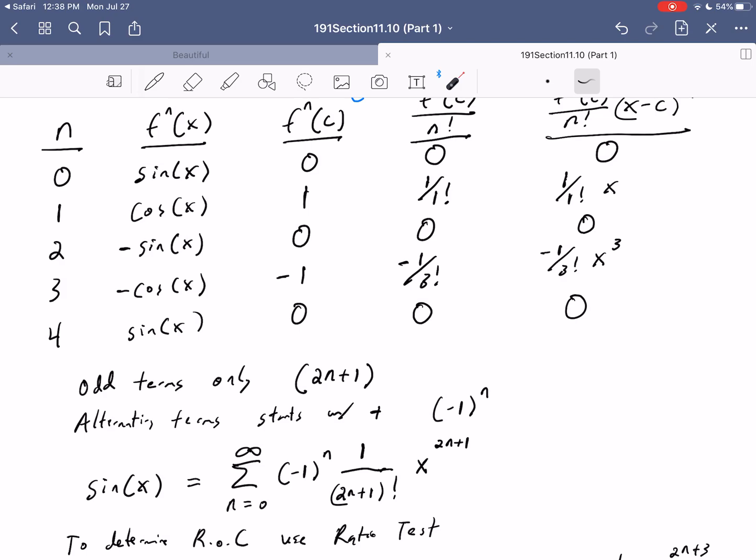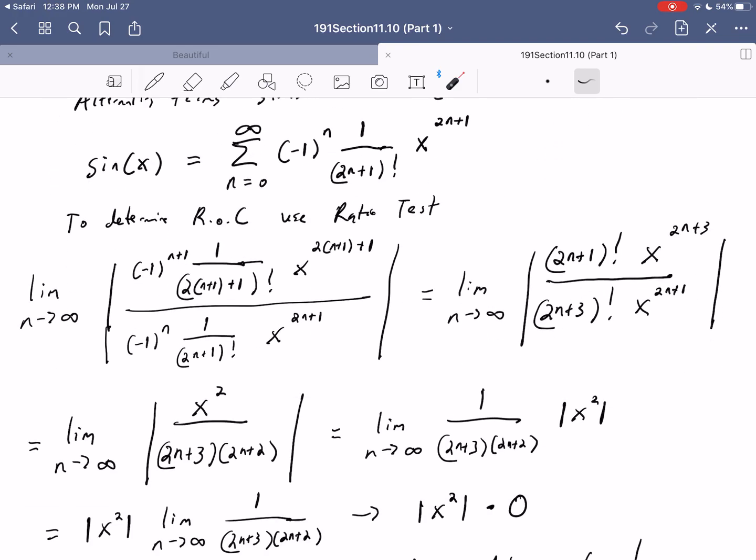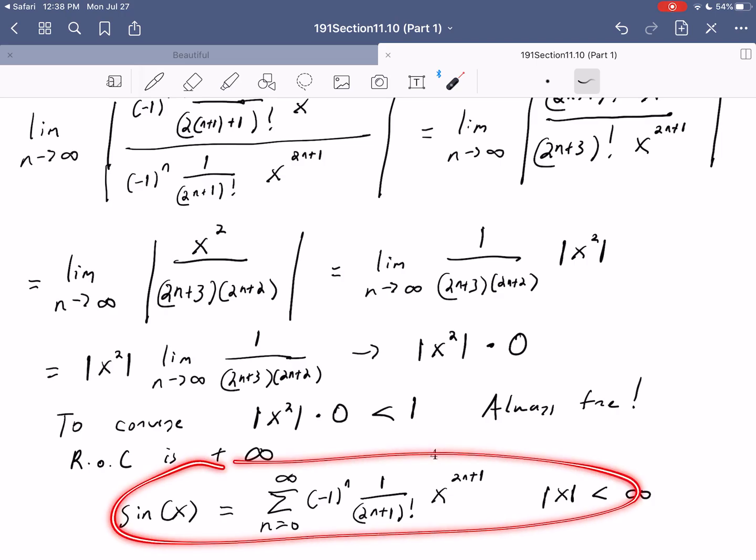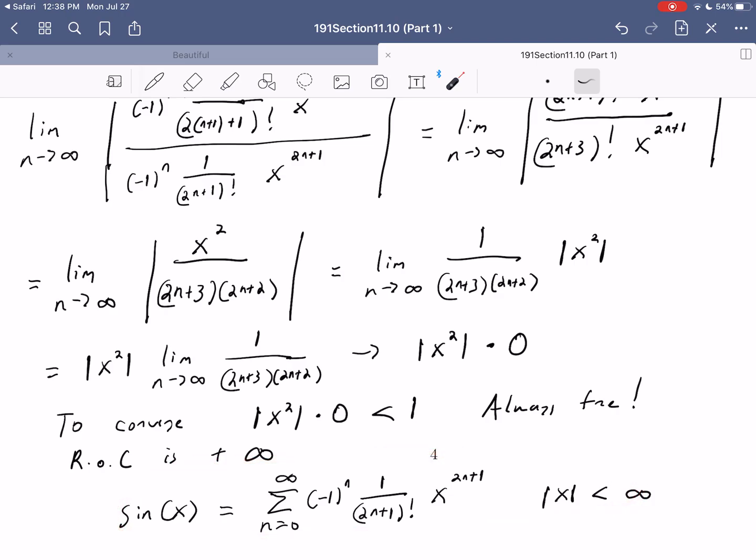We'll get to do more examples of that, especially in the next part of 1110, where we start to build some Taylor series that are not centered at x equals 0, and then we'll make more use of this table approach. For now, though, we have a series representation for sine of x. Let's go ahead and build one for cosine of x.